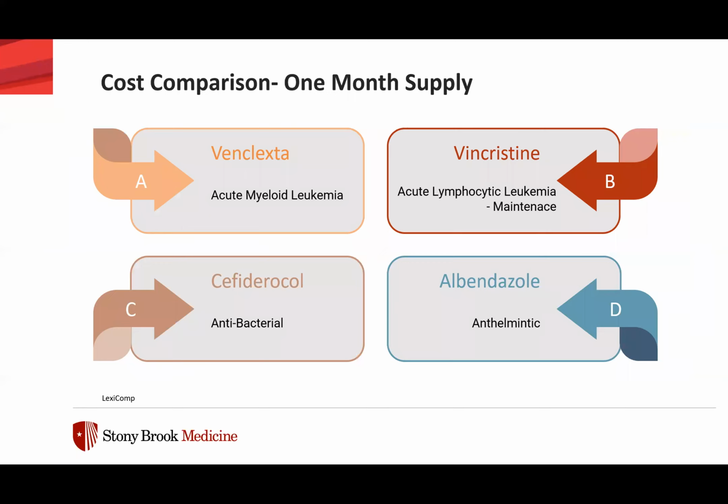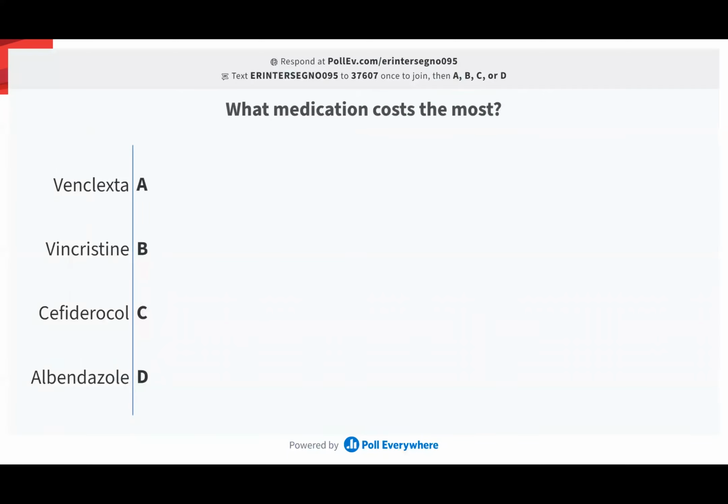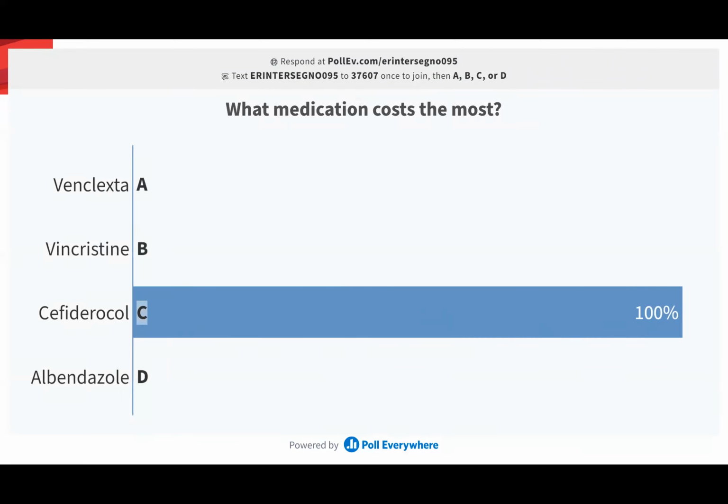Now, just for conversational purposes, I wanted to do a cost comparison. If we were giving a 1 month supply of these medications, what medication do you think costs the most? We have A as Venclexta, B as vincristine, and both of these medications can be used in leukemias. For C, we have cefiderocol or Fetroja, which is a new antibacterial. And then D being albendazole, what we use for patients with NCC. If you had to guess, which medication do you think costs the most?